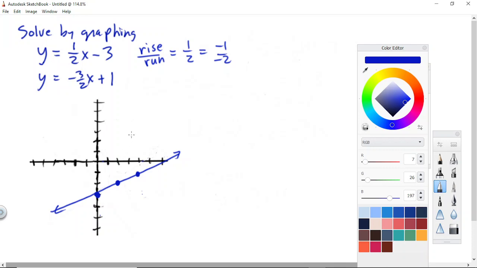And now we need to graph the other line. The y-intercept, the other one, is 1. So on the y-axis, we go to 1 and we plot a point. And the slope is -3/2, so we can write rise over run equals -3/2. Also can write that as 3 over -2.